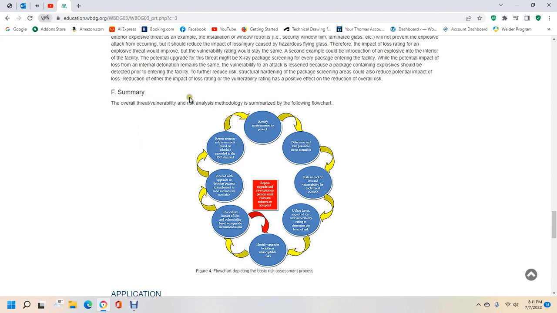F. Summary. The overall threat and vulnerability risk analysis methodology is summarized with the following chart. Identify the asset or mission to protect. Determine and rate possible threat scenarios. Rate the impact of loss and vulnerability for each threat scenario. Utilize the threat, impact of loss, and vulnerability ratings to determine the level of risk. Develop upgrades to address unacceptable risk, then re-evaluate the impact of loss or vulnerability based on the upgrade recommendations. Proceed with the upgrades and develop a budget to implement them as soon as funds are available. Repeat the security risk assessment based on the Interagency Security Council standards. Repeat the upgrade evaluation process until risk is reduced or accepted.